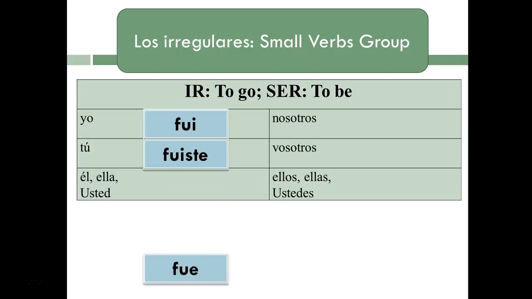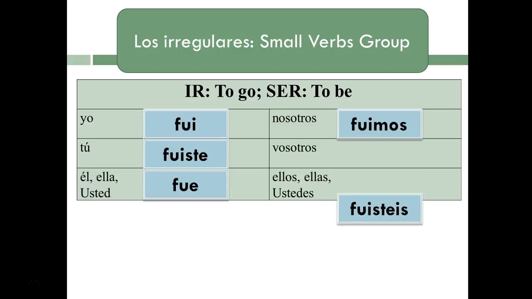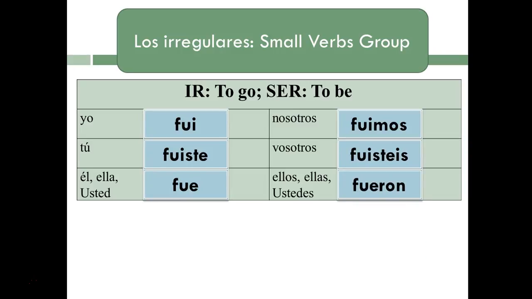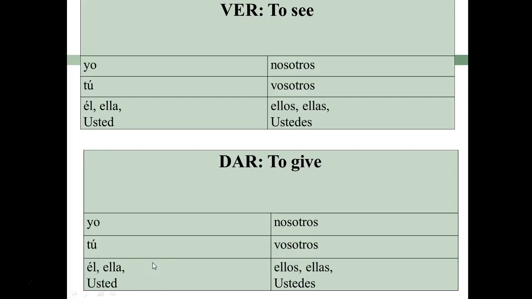So fui, fuiste, fue, fuimos, fuisteis, fueron. There are no accents for any of these 4 small verbs, so you don't have accents at all. Ver and dar are the other 2 small verbs. You can think of these as fraternal twins because they are very similar, but they're not exactly the same. Everything is the same in their conjugation except for the first letter.